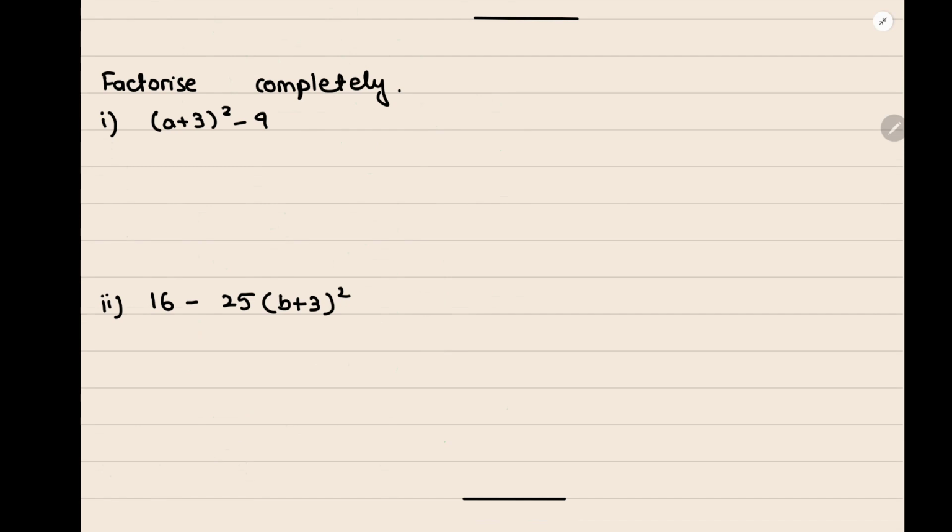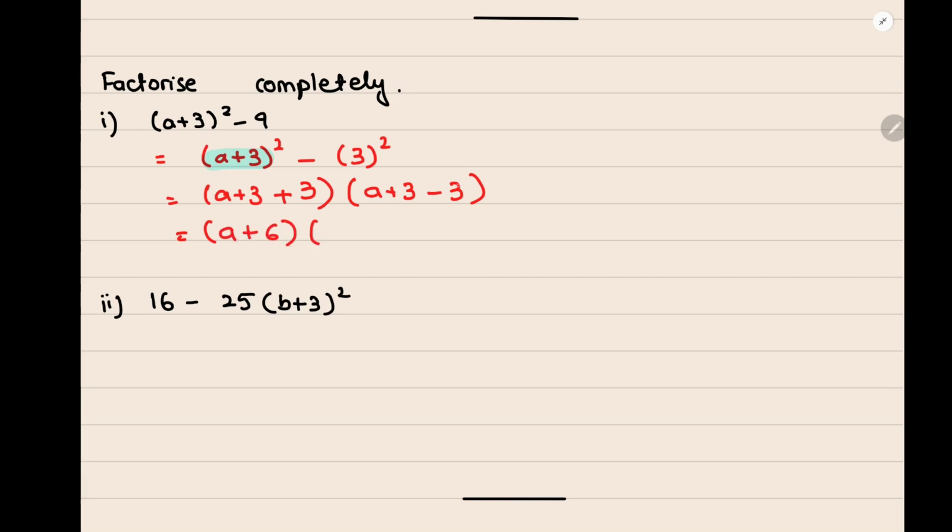Now we will go with the same method. We have a plus 3 whole squared minus 9. So we can easily write a plus 3 whole squared minus 3 squared. Now this whole thing will become my a, so a plus b into a minus b. Now some simplification: the 3 and minus 3 will cancel each other, and we are only left with a plus 6 and a. So this will be my answer.